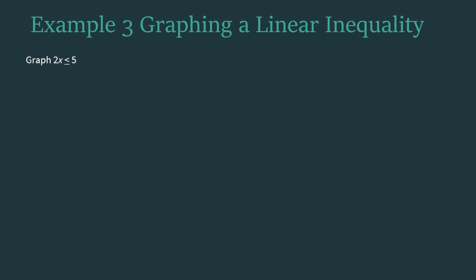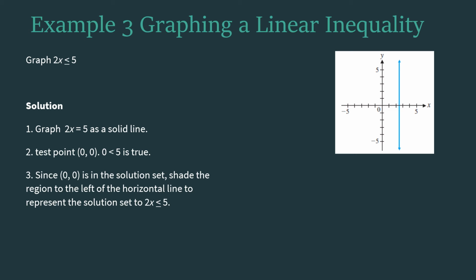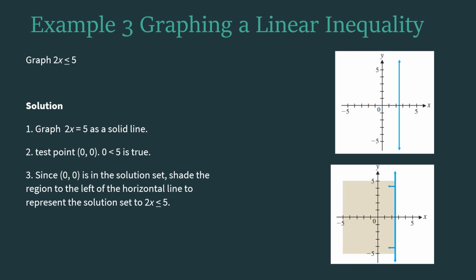The same way, if I am trying to graph 2x less than or equal to 5, first I have to graph the line x equal to 5 by 2. So that must be a solid line because it is less than or equal to. Then I take a test point and check whether it is true. If it is true, then I'll be using that region. 0 less than 5 is true, so I'll be using that region as my answer.